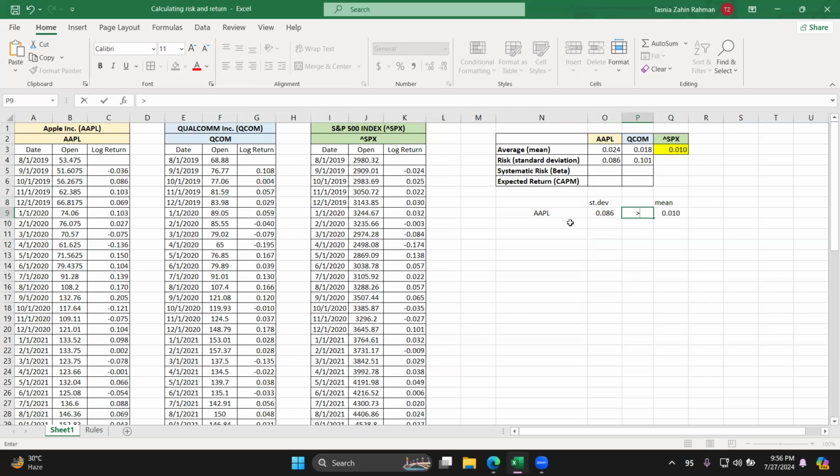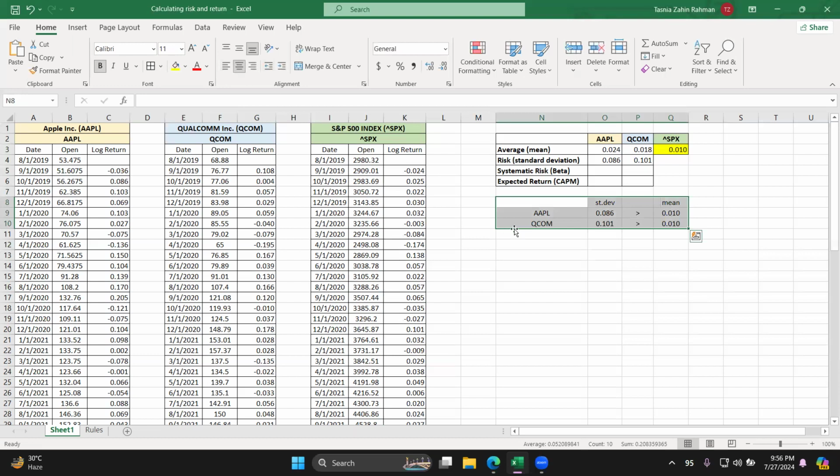In the same way, let's compare for QCOM now. The standard deviation is 0.101 and the mean is the same, 0.010. Same here, the deviation is more than the market average, which means the risk of QCOM stock is also high and more volatile than the overall market. Let's put these in red to demonstrate high risk.